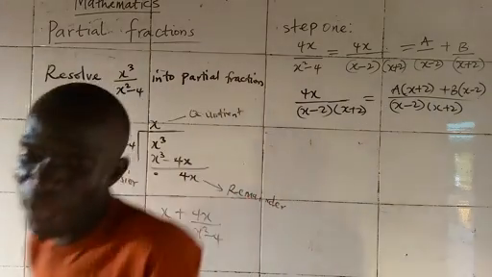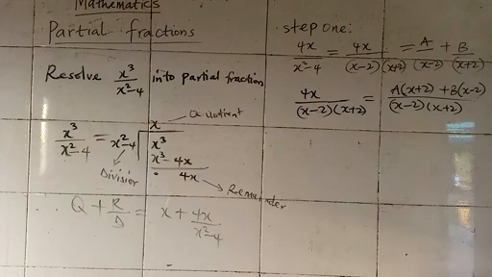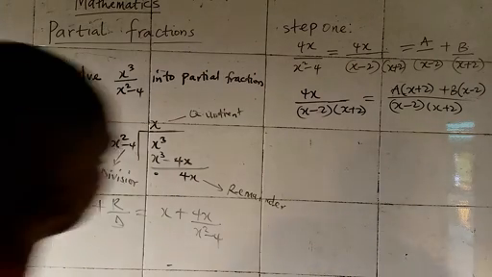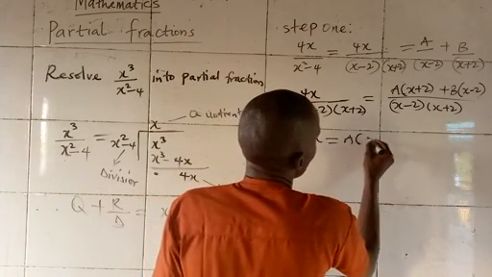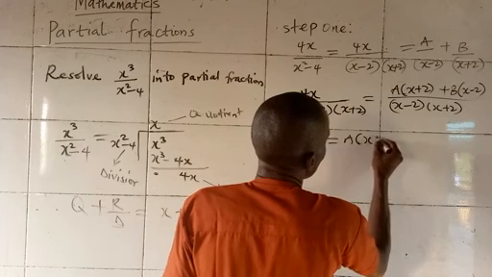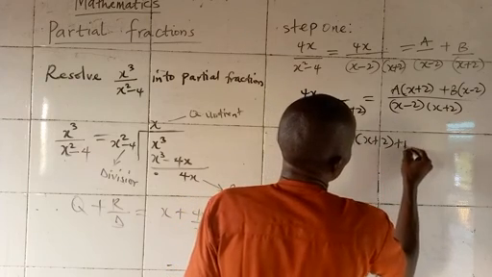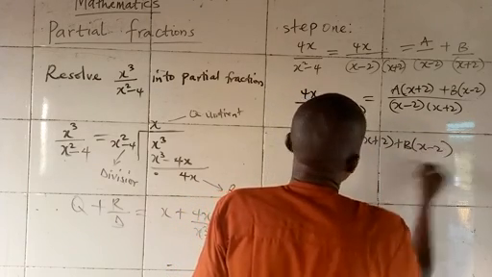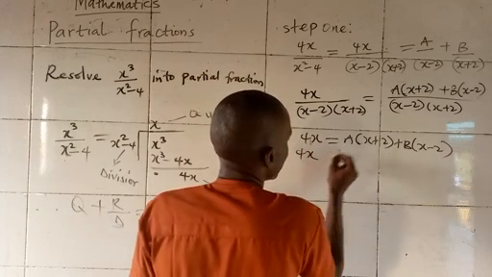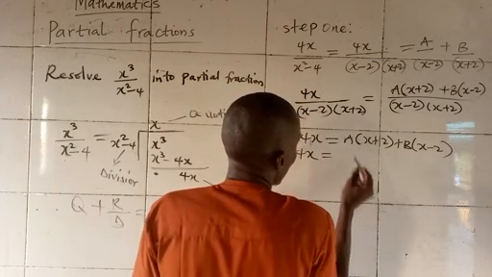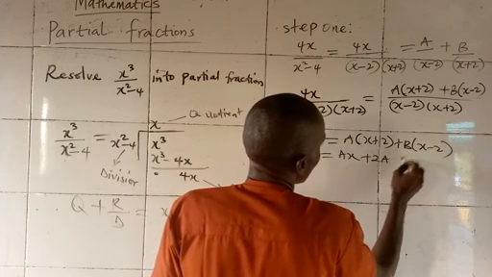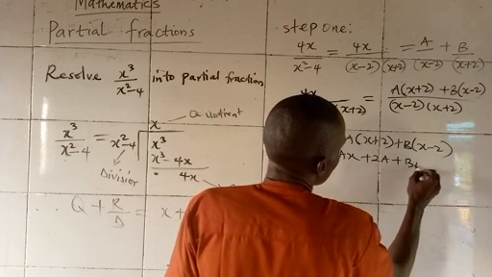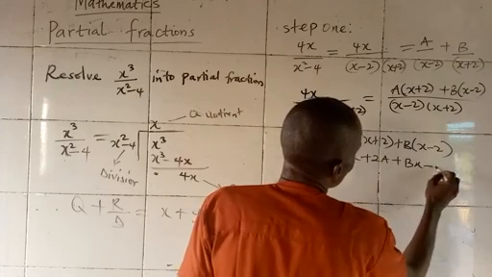You see that the denominators are the same, meaning I can do away with the denominator, and at the end I'll have 4s equal A, which is s plus 2, and also B, s minus 2. Now I open the bracket: this will be 2A, and this will be Bs minus 2B.